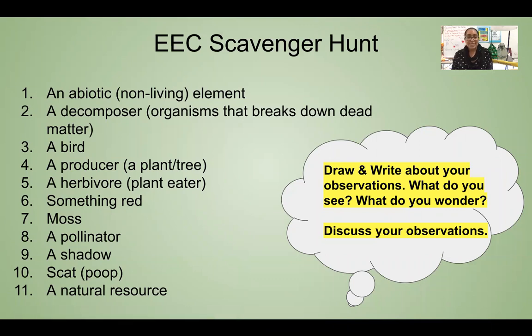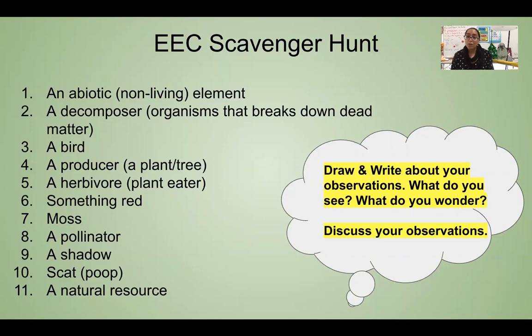So the first thing is an abiotic or non-living element. So abiotic means anything that is not alive, never was alive, and never will be alive. Number two, a decomposer. So a decomposer is an organism that breaks down dead matter. So think about worms, mushrooms, bacteria, things that will be eating the dead plants and animals. Number three, a bird, so our feathered friends.